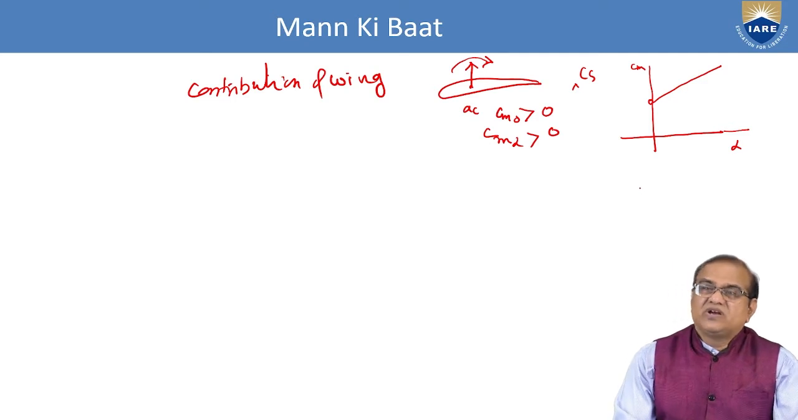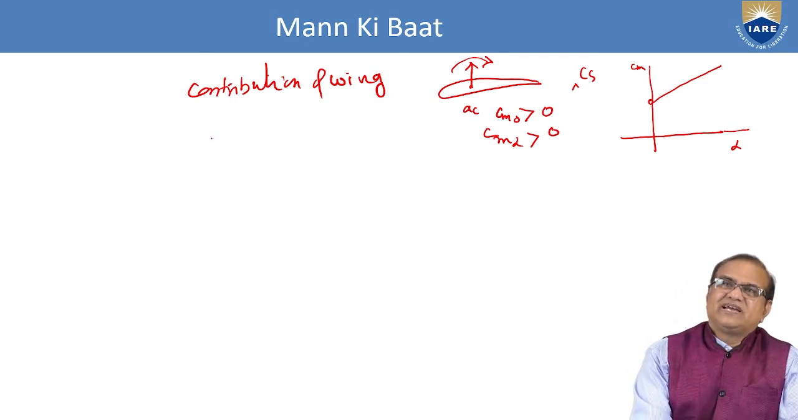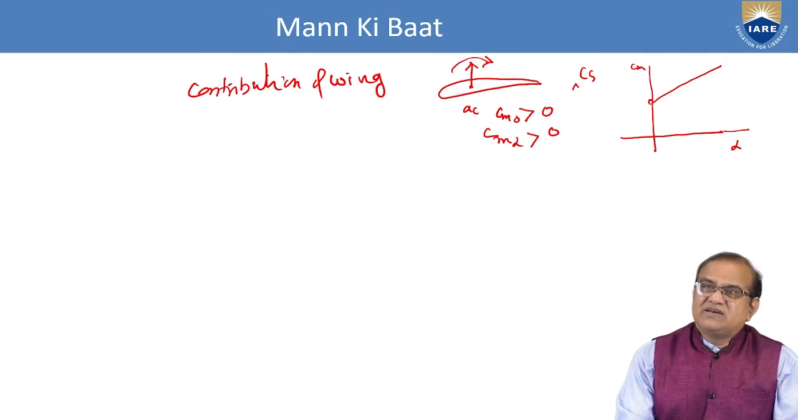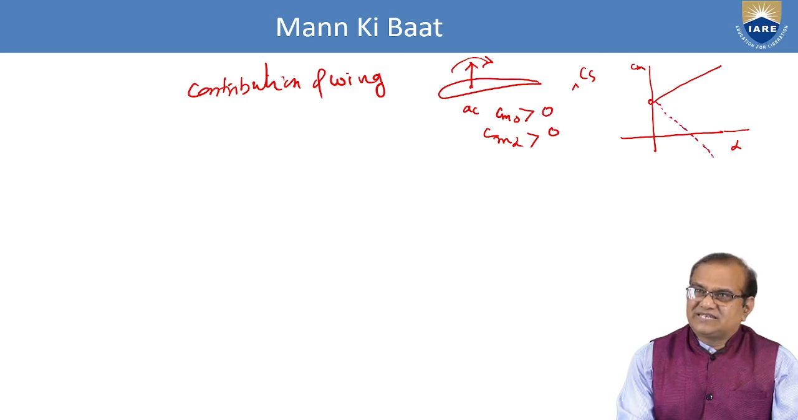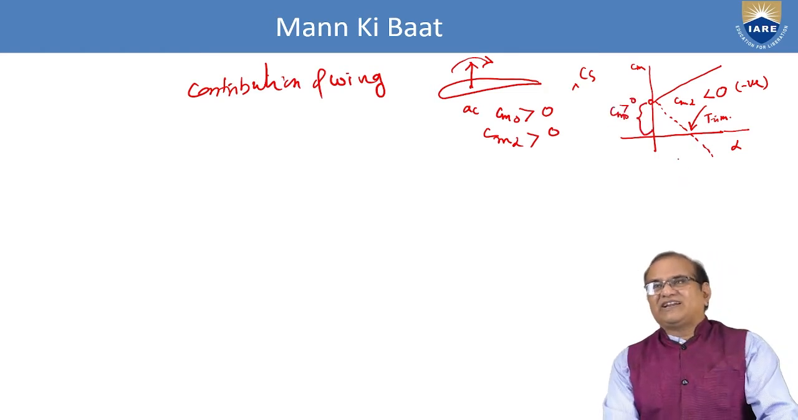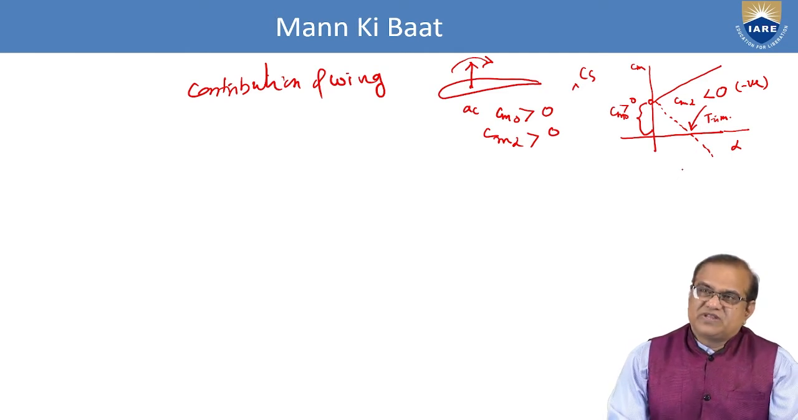However, we don't want it like this. We want our Cm versus alpha plot to go like this. So there should be a trim point, and this Cm alpha should be less than 0, or we can say negative, and Cm naught should be positive. This dotted line is our requirement.